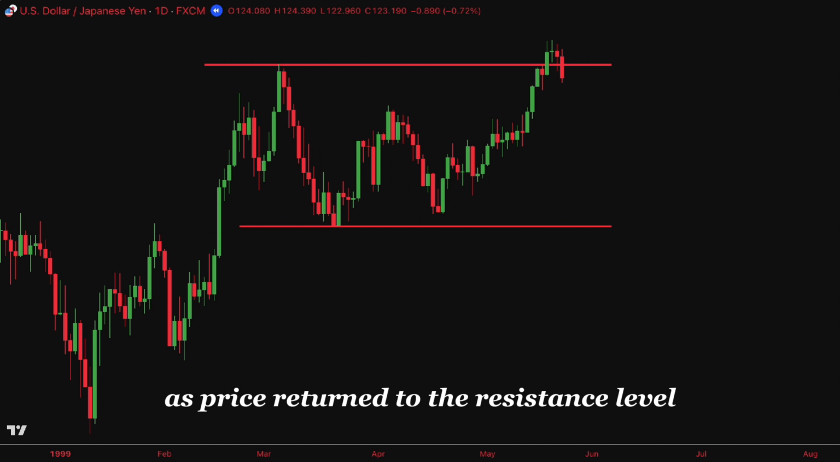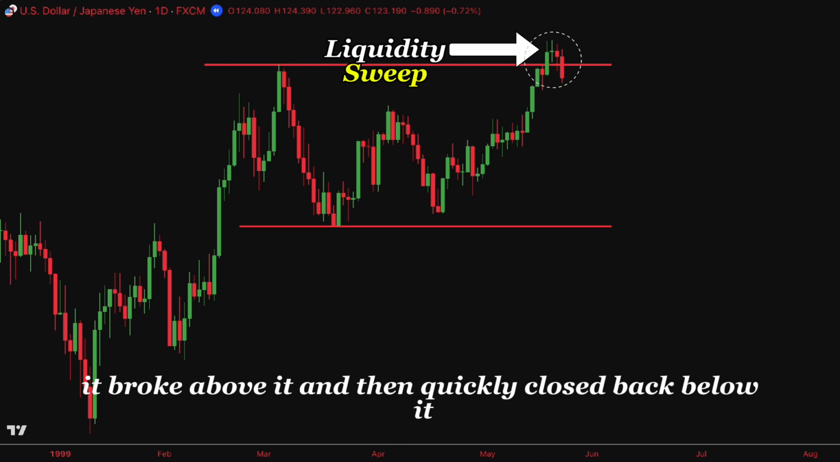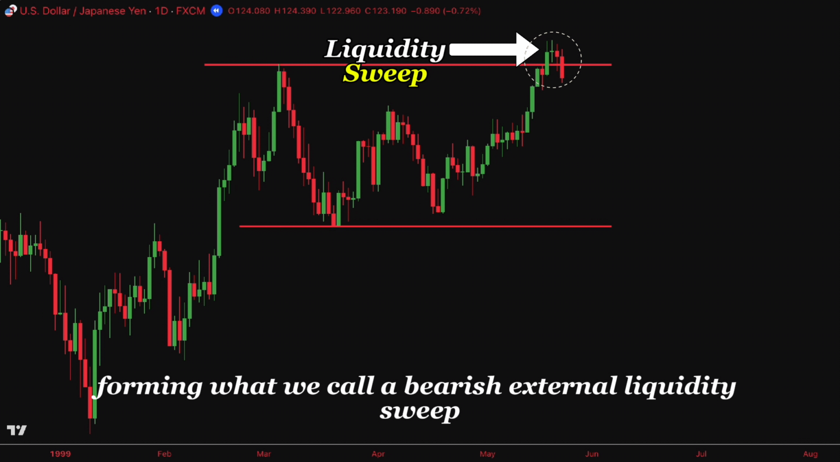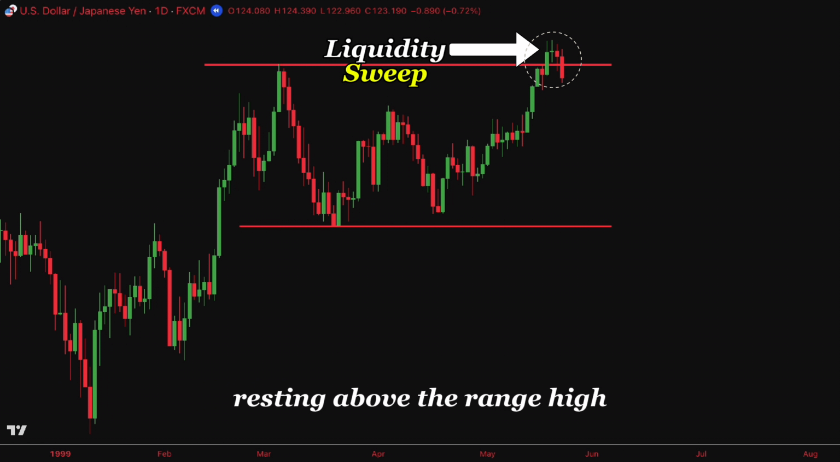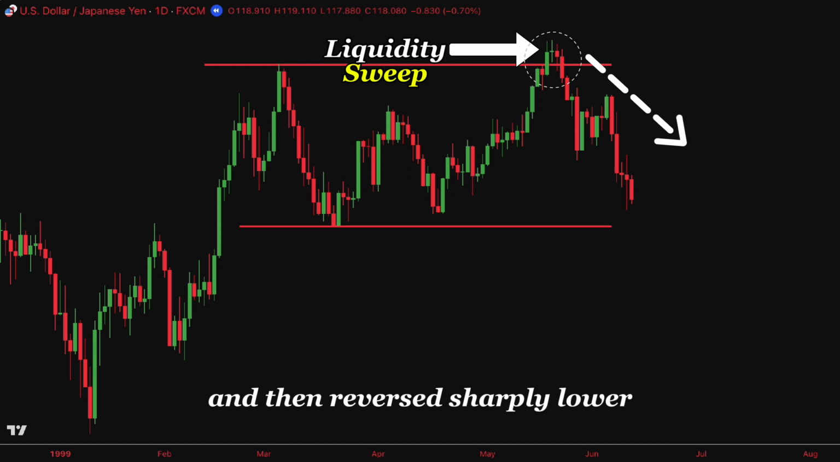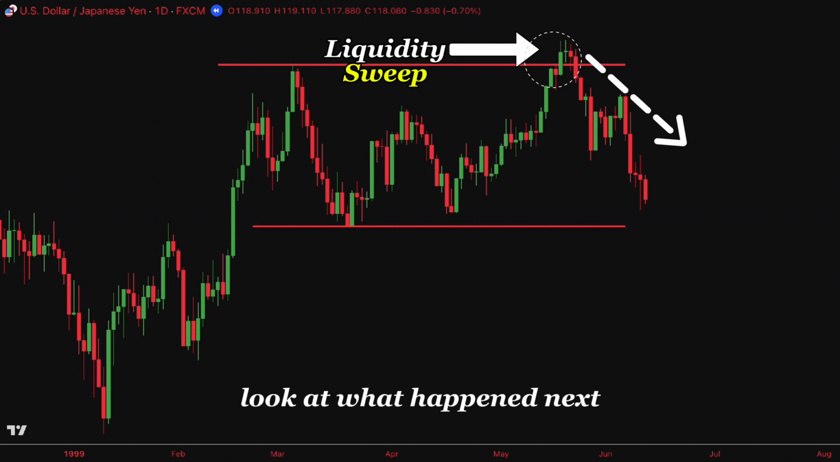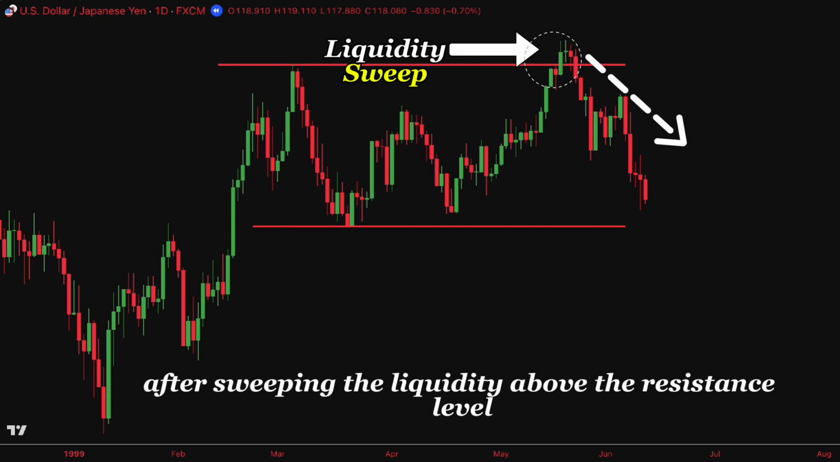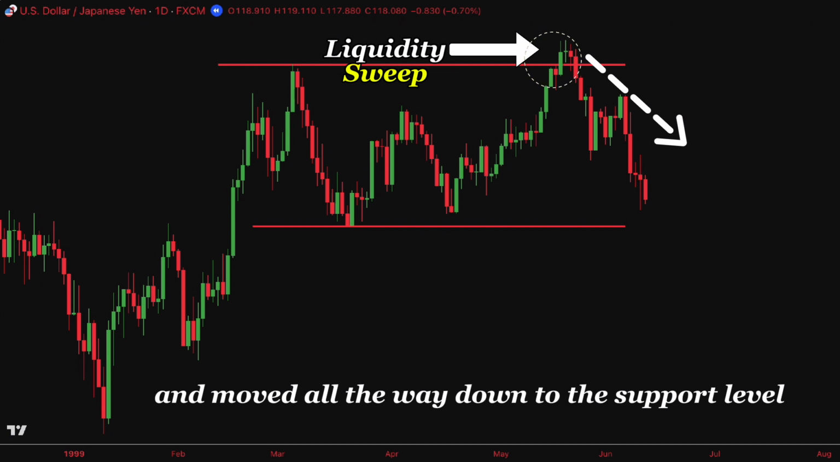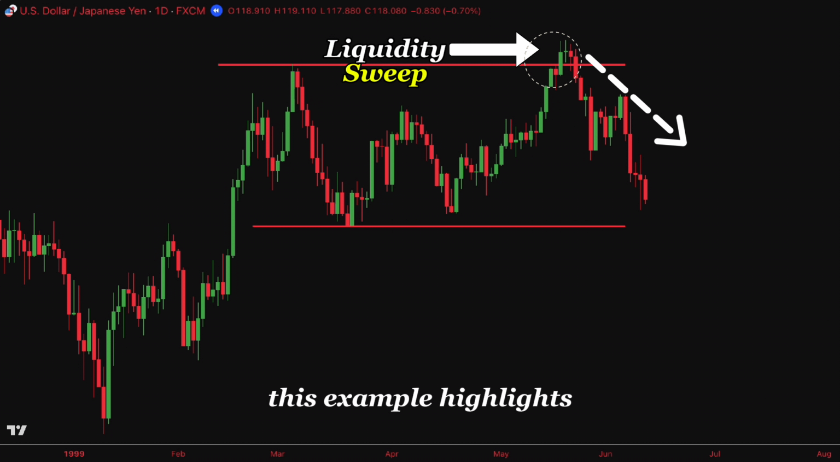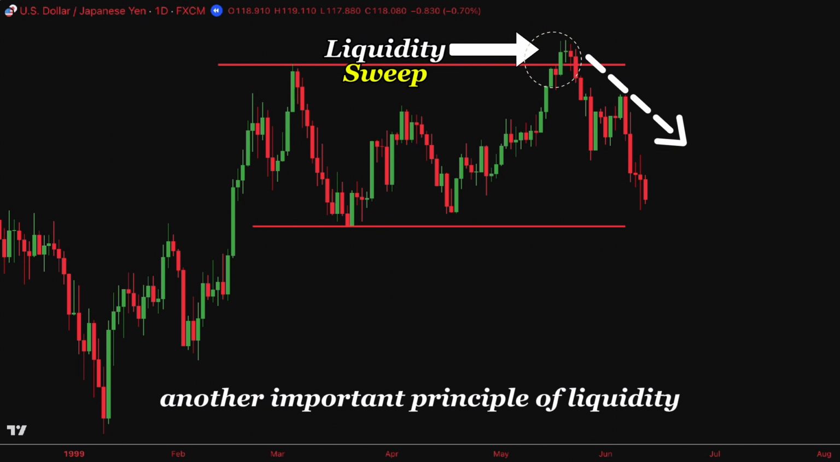As price returned to the resistance level, it broke above it and then quickly closed back below it, forming what we call a bearish external liquidity sweep. The market first took the liquidity resting above the range high and then reversed sharply lower. Look at what happened next. After sweeping the liquidity above the resistance level, the market sold off and moved all the way down to the support level. This example highlights another important principle of liquidity.